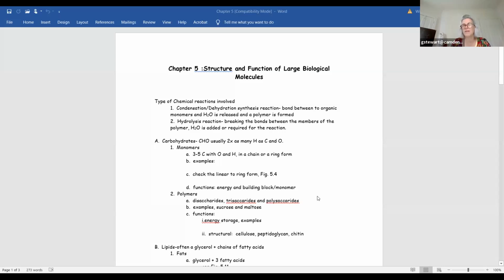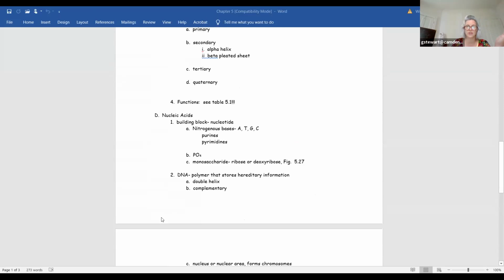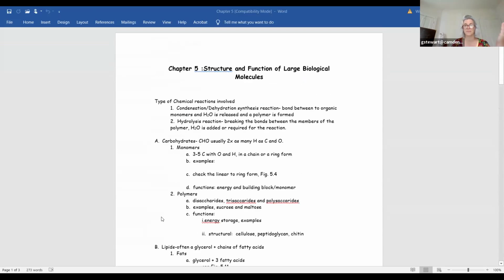What I wanted to just really briefly show you is that, as I mentioned before I hit the record button, the notes for chapter 5 are loaded in the module. I think they're available as a PDF so that when you download them, you should be able to download them on more devices, and you can edit them, you can type in them if you want. So this literally follows the outline of chapter 5: types of chemical reactions, and then a section on carbohydrates, a section on lipids, a section on proteins, a section on nucleic acids, and that's the chapter.